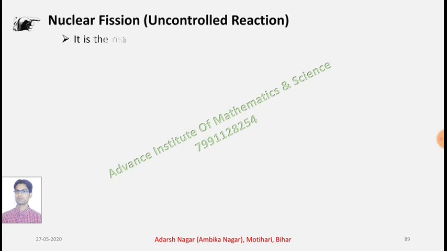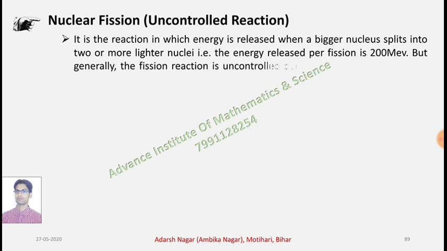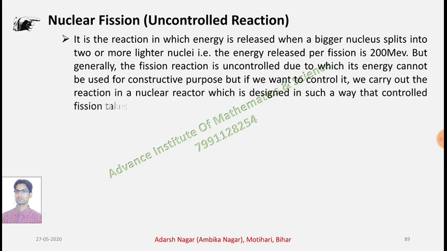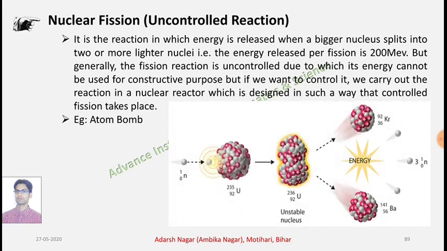First we will see nuclear fission. One more thing about nuclear fission: it is an uncontrolled reaction, which means this reaction is uncontrollable. We can't control this reaction when it takes place. Once it takes place, we are not able to control it.